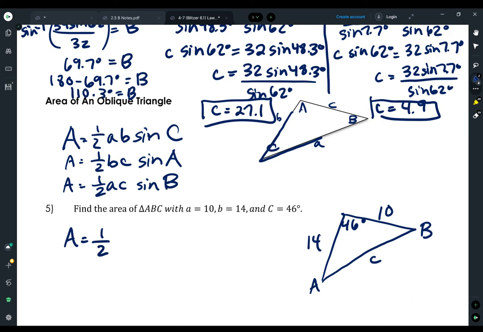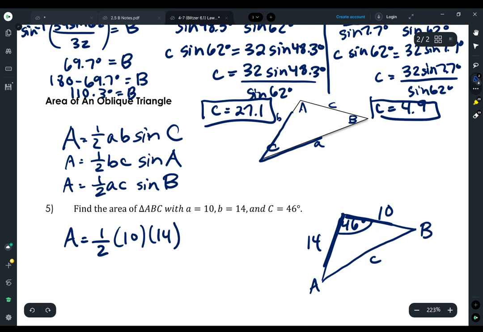If we have an oblique triangle and we have an angle with the two included sides, then we could do this. So 1/2 times 10 times 14 times the sine of 46. And so A is equal to about 50.4 units squared.